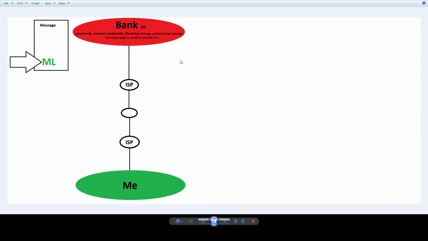The bank cannot read the message because they do not have my key. So what do they do? They add their own lock. Let's call it BL, which stands for bank lock. Now the message is encrypted with two locks. Then the bank sends the message back to me without reading it because they could not. The intermediary networks or hackers cannot read it either because it's still encrypted.